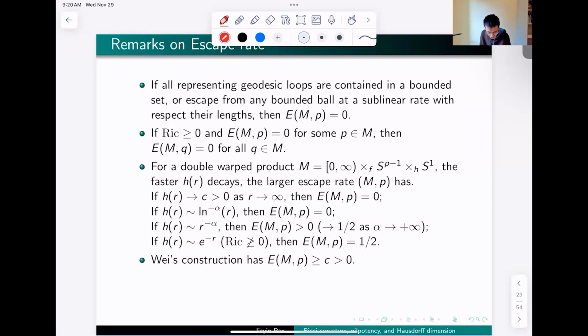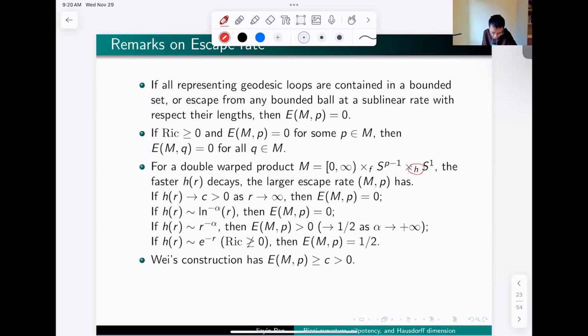And in the Nabonnand-type examples, depending on how this h(r) decays, we can estimate the escape rate easily. Essentially, the faster your h(r) decays, when you draw the minimal representing loops, you're going to take further advantage of that decaying length of the circle's path. So your minimal representing loop should go further into the end. That will result in a shorter length and a larger escape rate.